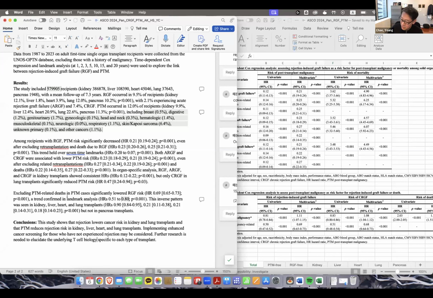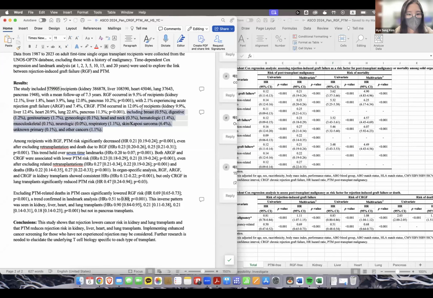Okay, good job, Hassan. Anything else? Yeah, I actually want to ask if you think it's necessary to break this down by PTM type. Do you think it's helpful? Yes. Another thing is these percentages are out of the total number of recipients, but do you think it's more correct to divide the number by the total of PTM?